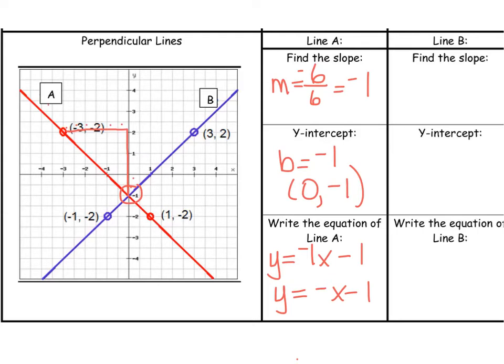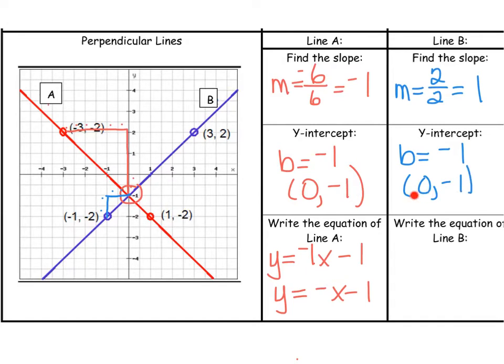Same thing for line B. We have to find the slope. It's uphill, so we know it's positive. And I can pick any 2 points. I'm going to pick the point (-1, -2) and the y-intercept. The rise is 2 and the run is 2, and that simplifies to 1. The y-intercept of line B happens to be the same as line A, which is negative 1. And again, we can write that as (0, -1).